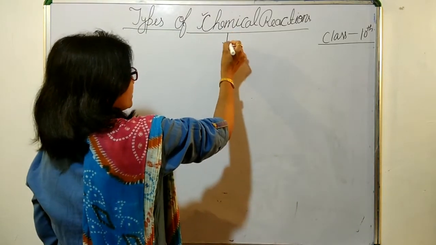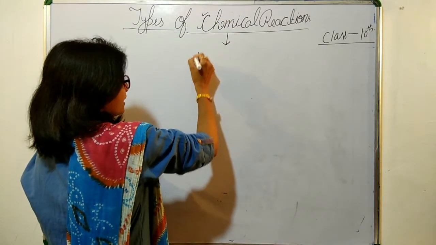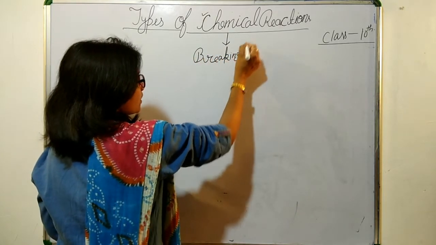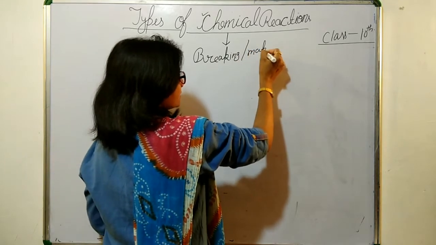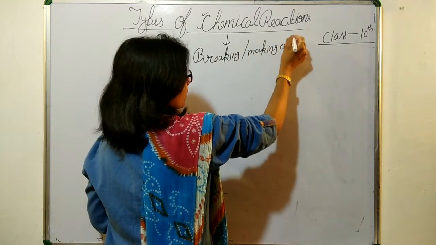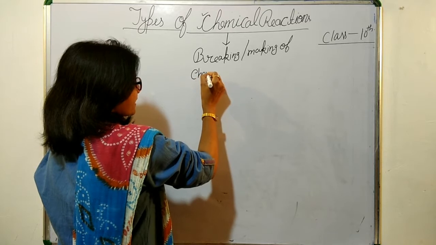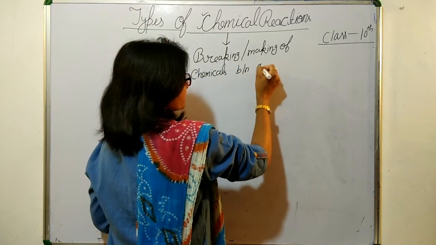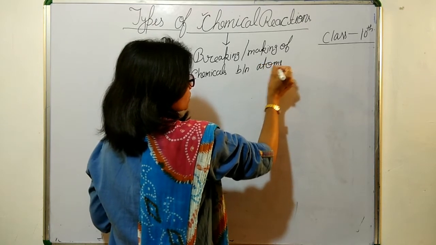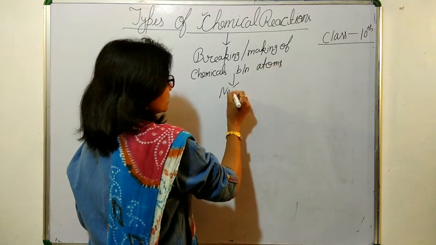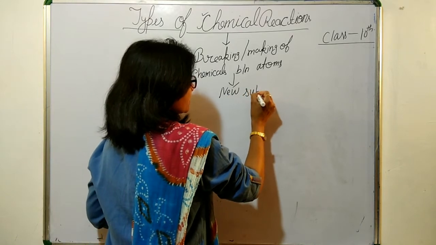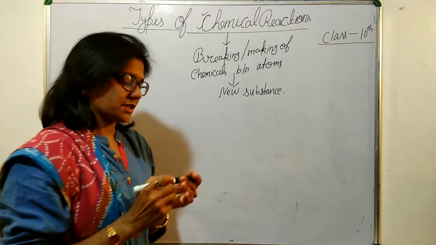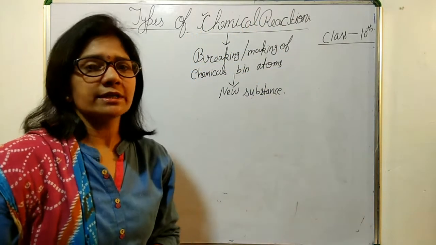So we can just write: breaking or making of chemical bonds between atoms, so that always a new substance is produced, or we obtain a new substance, is called a chemical reaction.